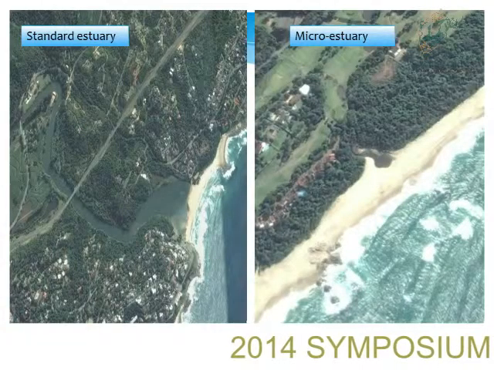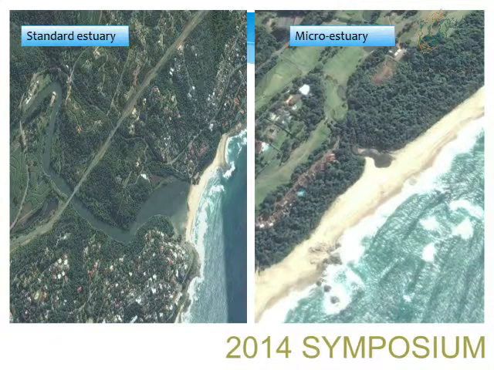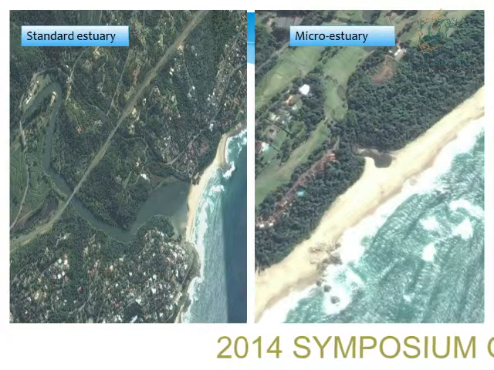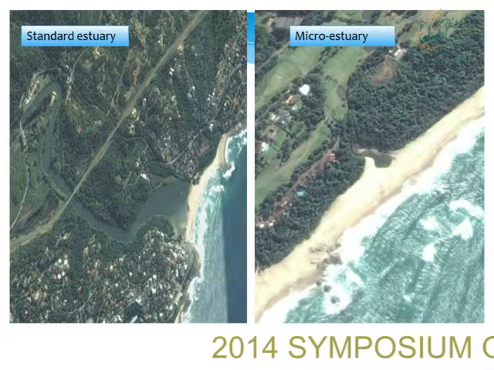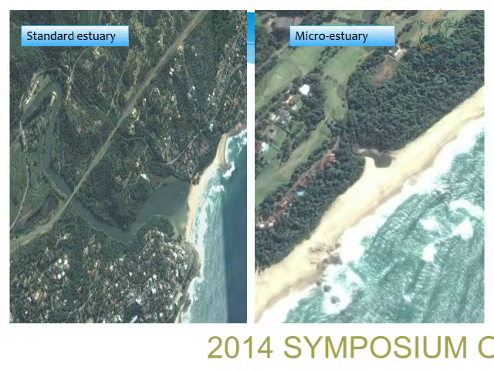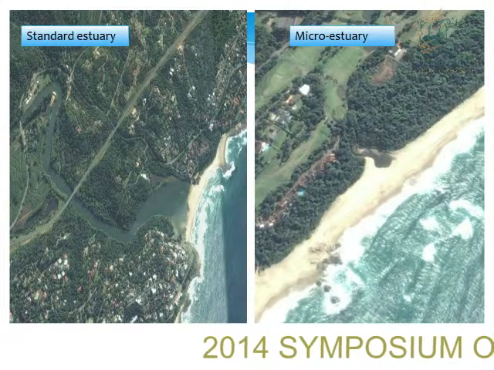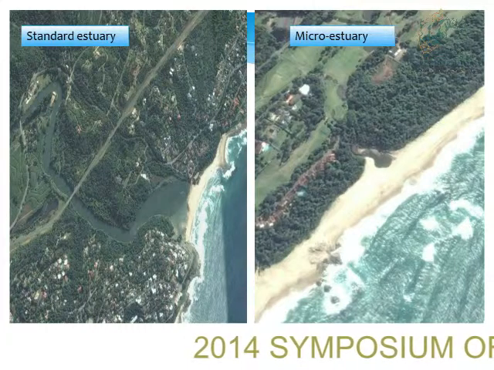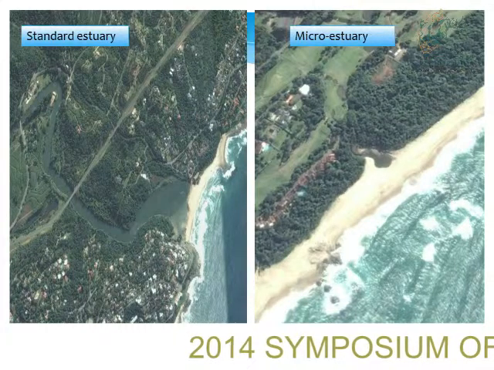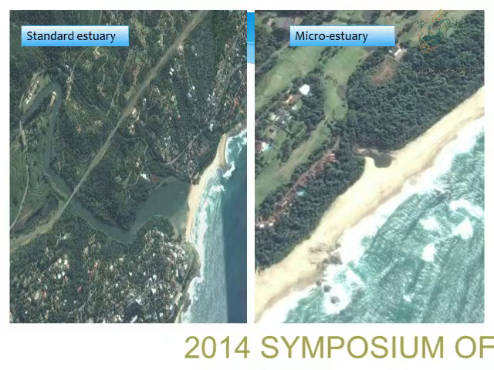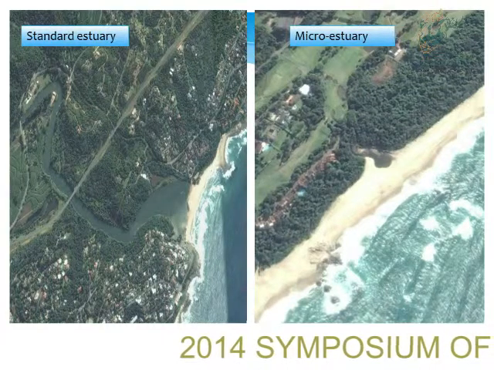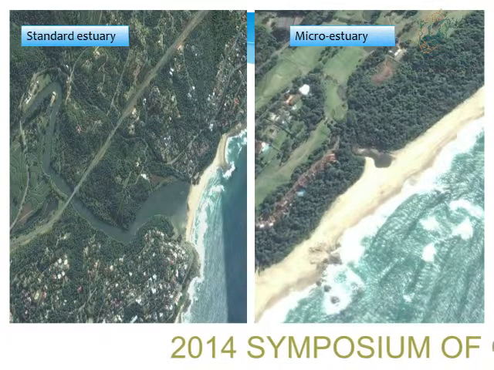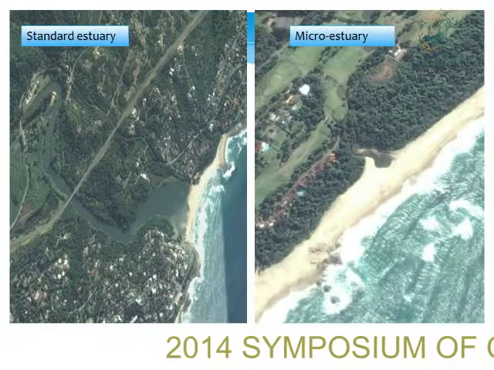Just to compare a standard estuary and a micro-estuary, the obvious difference here is the size, hence the term micro-estuary. A micro-estuary is very small compared to a typical estuary, and it does not hold all the characteristics that are used to define a standard estuary. So we do not have a formal definition of a micro-estuary yet. It still needs to be discussed with the estuarine community at our next workshop.